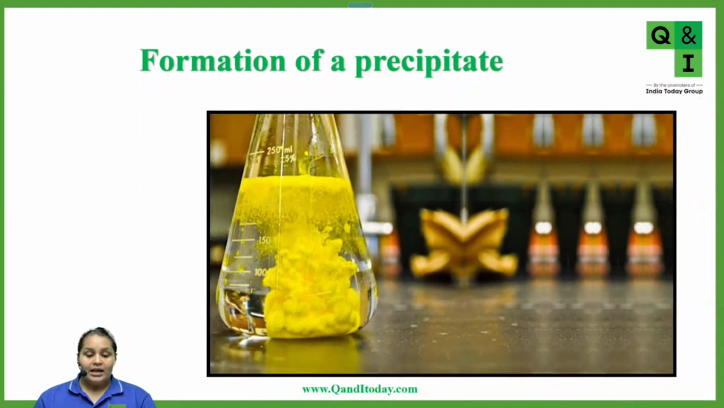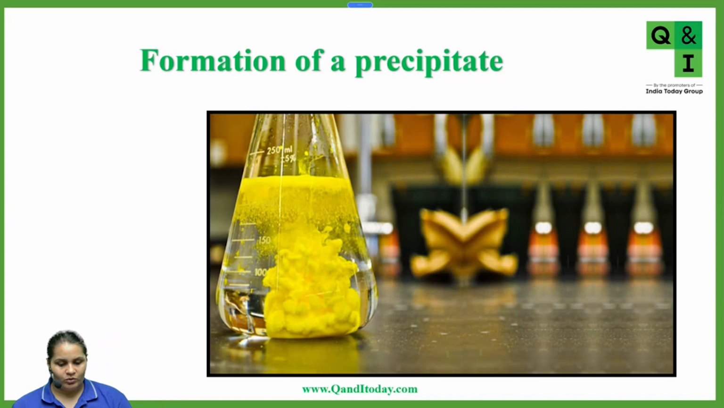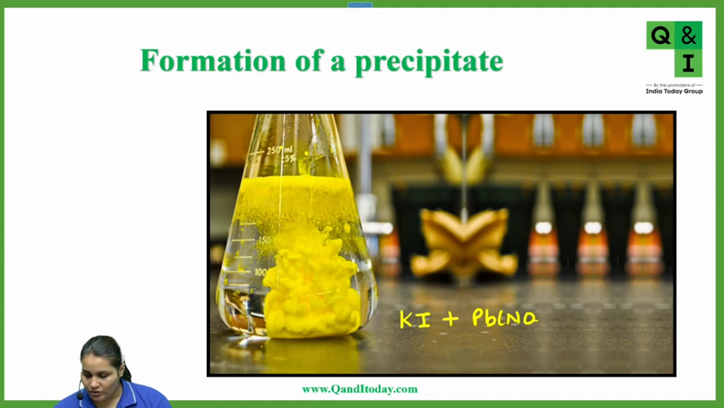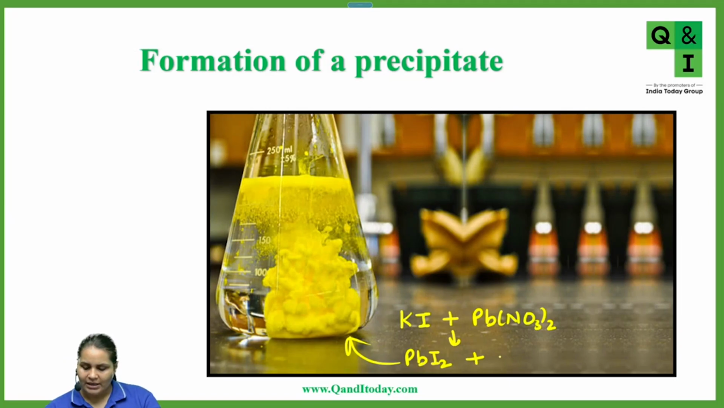Okay. Next one, formation of precipitate. Very good example we did in the last session. We took potassium iodide, we added lead nitrate solution into it. When they were mixed together, we got yellow precipitate of PbI2, lead iodide. And potassium nitrate was formed there in the solution form. Understood? All the examples? Yes, ma'am.